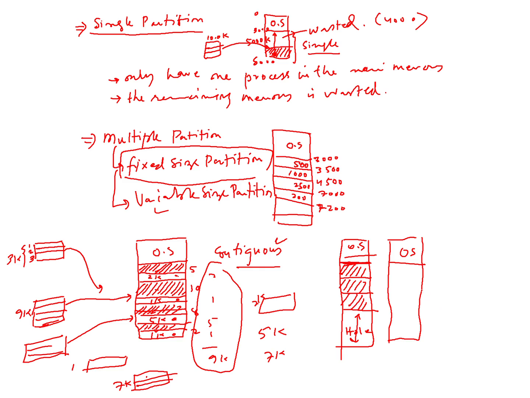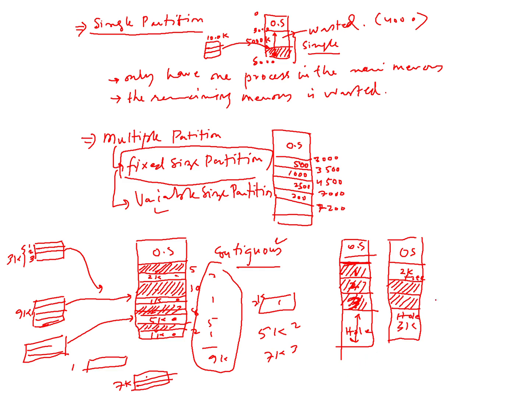Now the problem with this approach is that, for example, this is process 1, this is process 2, and this is process 3. What happens if, at some time during execution, process 1 has finished its execution, but process 2 and process 3 are still there? Process 1 was 2k, so we have 2k free here now, and maybe we have 3k remaining as a hole here.